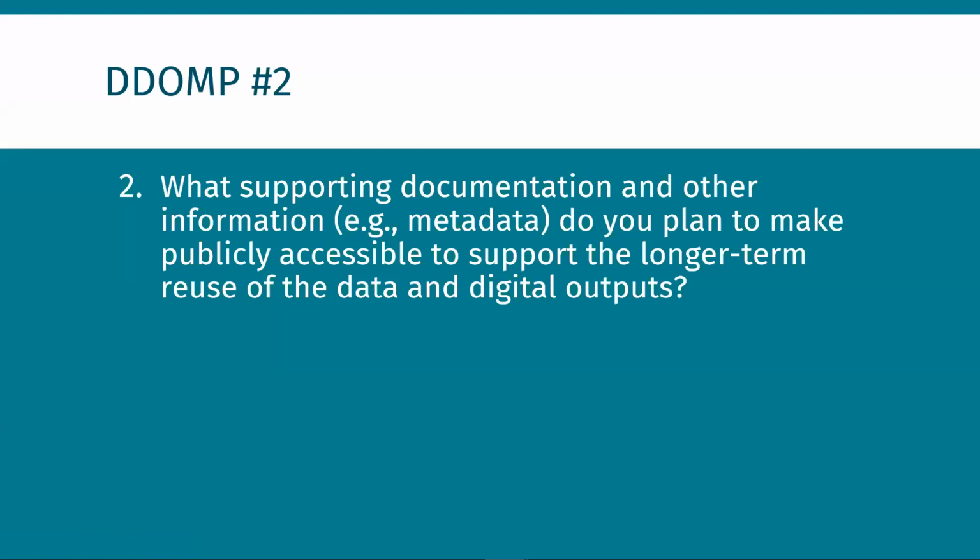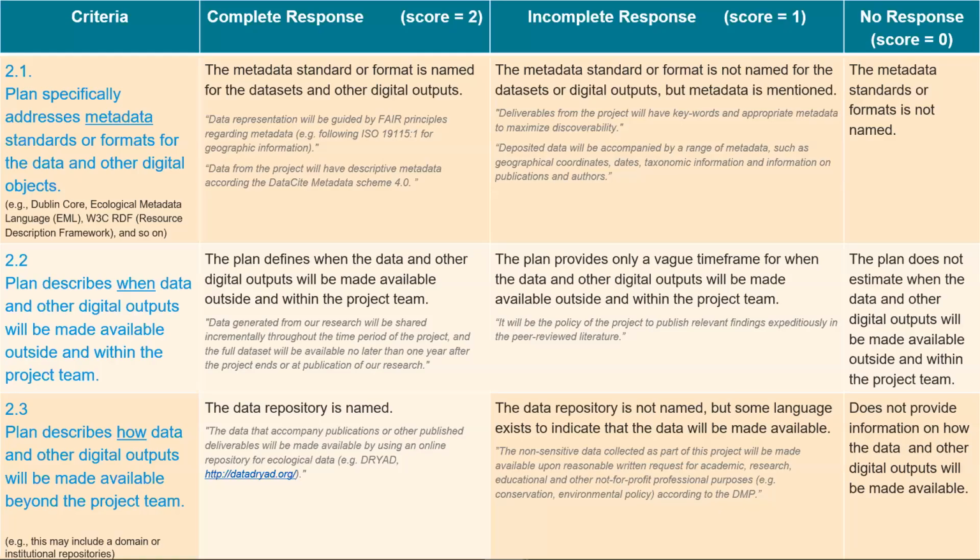DDOMP number 2. The question is, what supporting documentation and other information do you plan to make publicly accessible to support the longer term reuse of the data and digital outputs? Here's a simple criteria, 2.1: plan specifically addresses metadata standards or formats for the data and other digital outputs. There's plenty of examples of widely adopted and used metadata. So as long as your metadata standard or format is named, that gets a complete response of a 2 score. Whether it's mentioning an ISO or a different metadata scheme that's specific to your discipline. An incomplete response would be a metadata standard or format that's not named. So it says deliverables from the project will have keywords and appropriate metadata. Appropriate metadata is great. It's better than a 0, nothing at all. But we are hoping DDOMPs include enough detail to name metadata standards or formats.